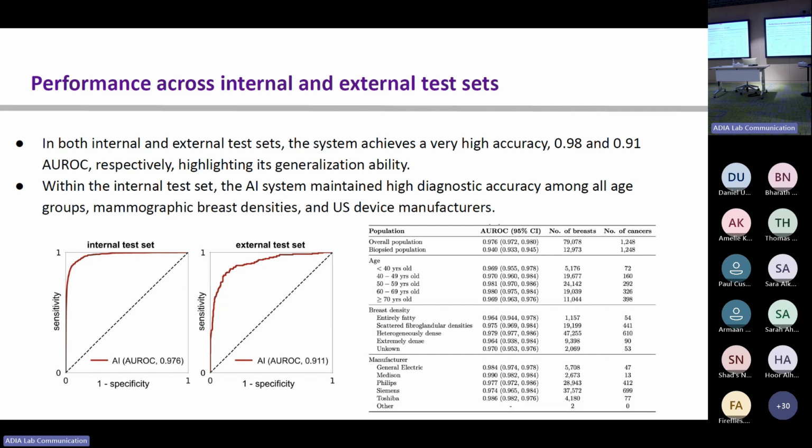And we also compared it across different patient subgroups based on age, breast density, or the manufacturer of the device. I think these kinds of results, which are currently considered expected in the area of AI for healthcare, are really useful in order to investigate how the model would perform for different patient subgroups, or different subgroups of your target population.